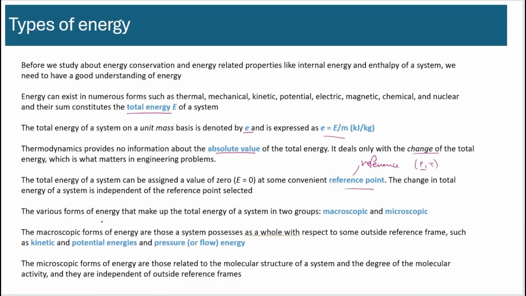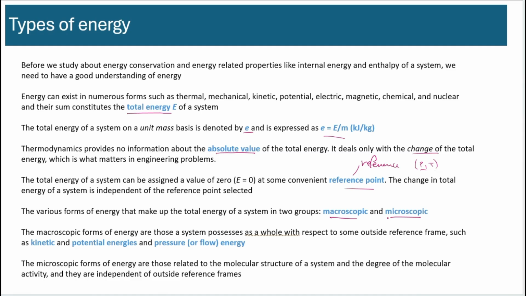Now, to further understand energy, we have to categorize this energy. The total energy can be primarily classified into two groups, macroscopic and microscopic. Macroscopic is large-scale average values of the whole system, and microscopic is more or less the energy within the molecules. So if you look under a microscope, what is the type of energy you see there, right?